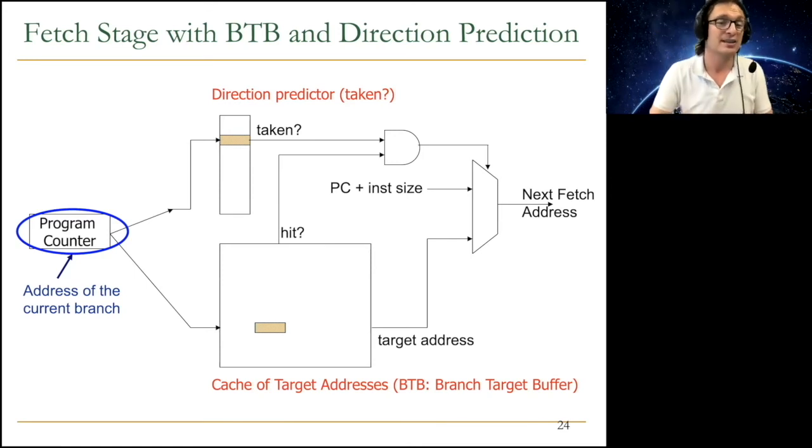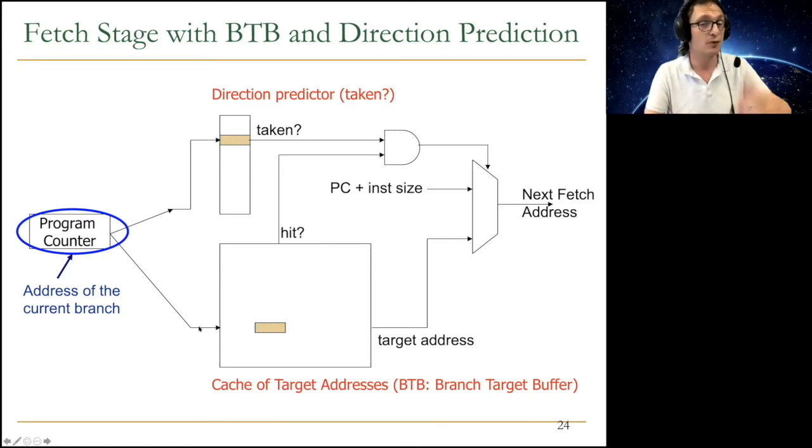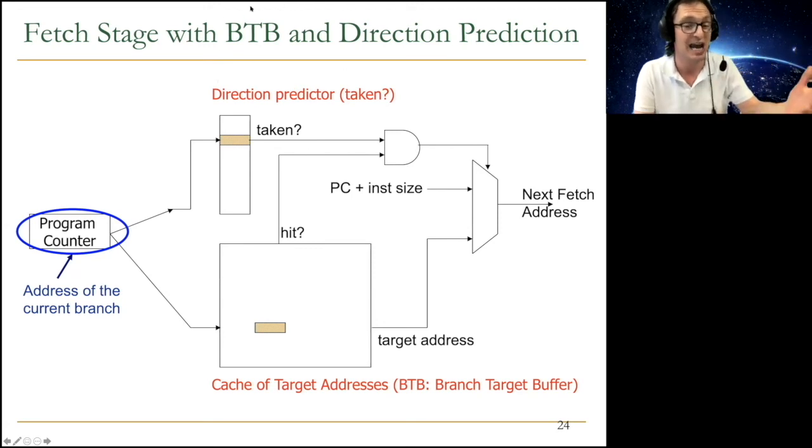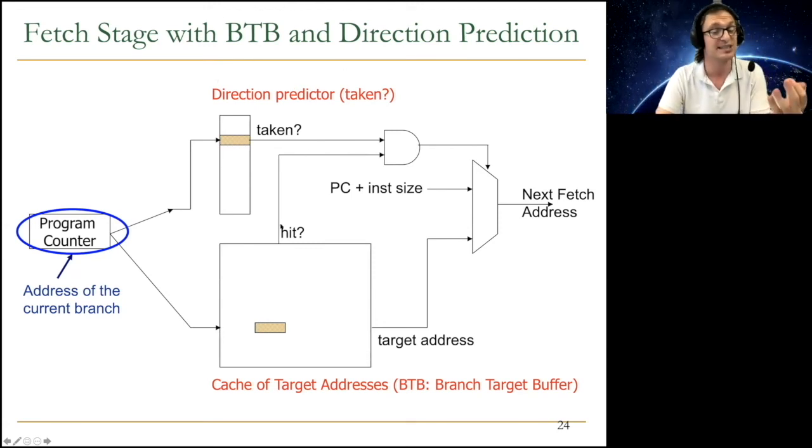So now this is a more complete fetch engine. Of course, concurrently, you're also accessing the instruction memory or instruction cache over here. So all of this is happening concurrently with the instruction cache access. And at the end of this, the next fetch address gets latched to the program counter. In one cycle, you need to do all of this.